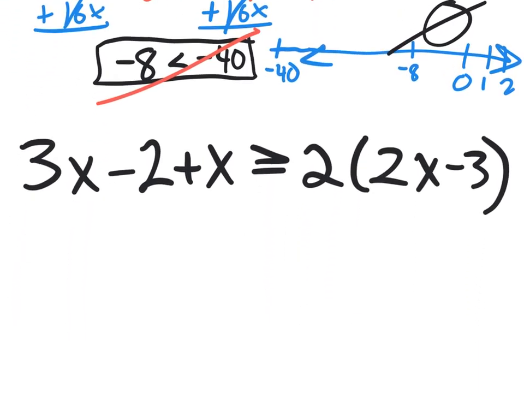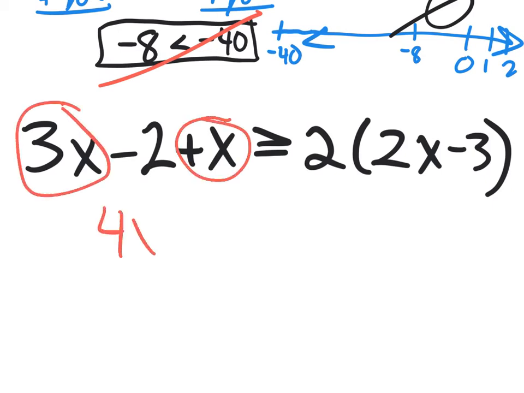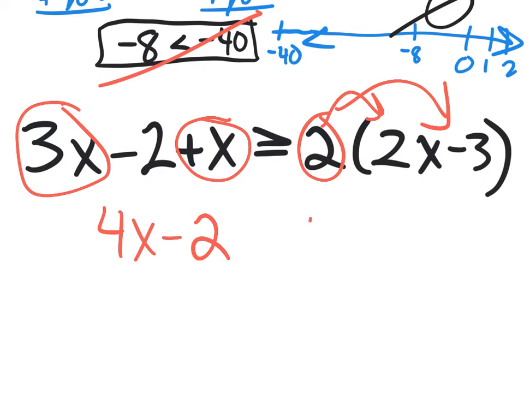Let's check out this other one over here. Let's go a little quicker here. Let me combine like terms on the left. So my 3x, combine it with my x. That's a total of 4x. Let me bring down the minus 2. And on the right side, I'm going to take that 2 and distribute. 2 times 2 is 4x. 2 times negative 3 is negative 6. Let's bring down that inequality, and let's continue solving. Let's get x by itself on one side.